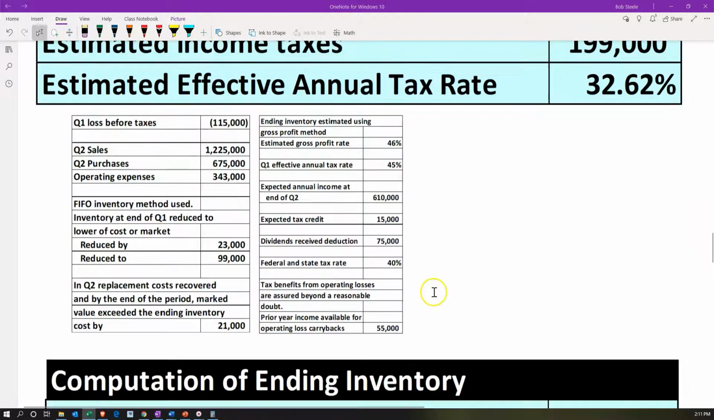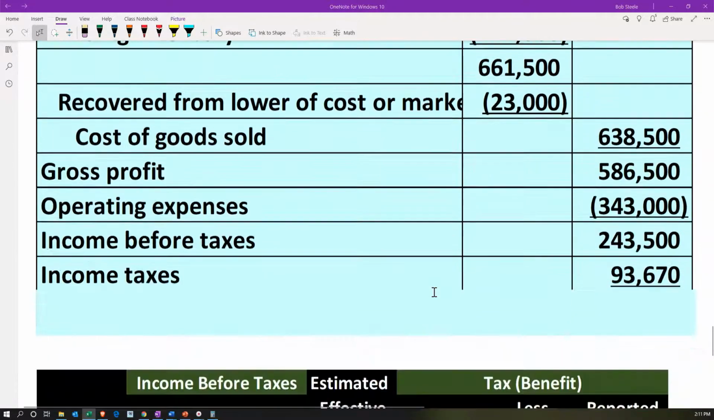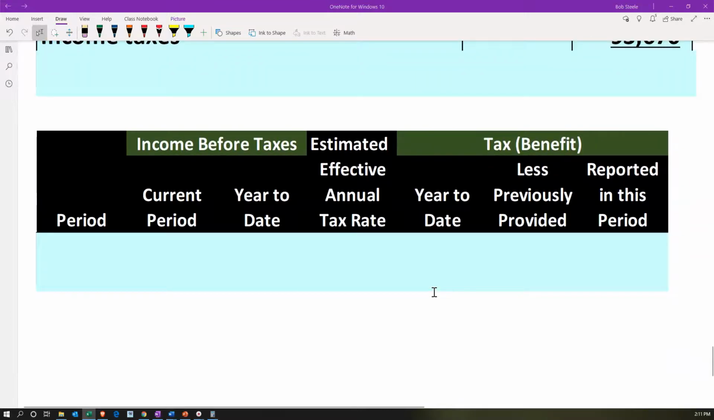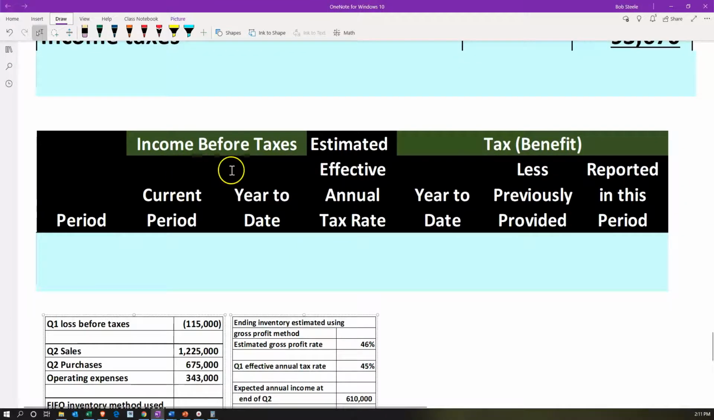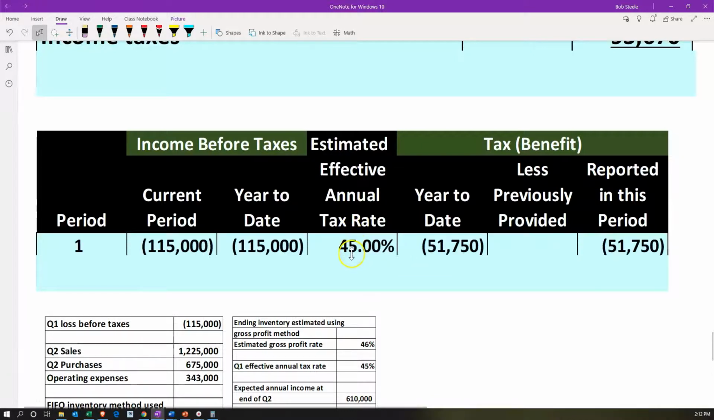So we'll go to our worksheet, then down below here to do that. So here's our worksheet. We've got the income before taxes, the period, current period, year to date, estimated effective annual tax rate, and then the tax or benefit year to date, less previously provided, and then reported in this period. All right, so first period, we're going to start with Q1, last quarter.